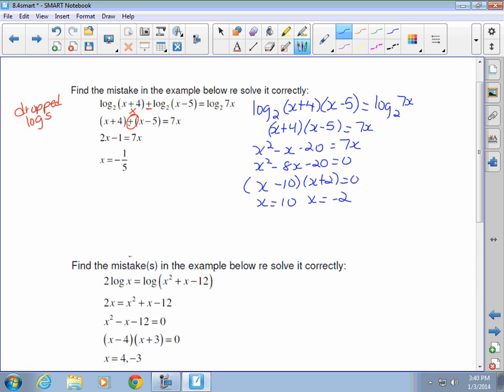So now I can check. x is equal to 10: I would have 14 and a 5 and a 70, so that one works. Negative 2 plus 4 would give me a positive 2, so that's okay, but negative 2 minus 5 would give me a negative 7. Doesn't work, so I have to throw that one out. So that is my solution. So that's how simple it is to check for these. If you end up with a negative value inside one of your logs that you're substituting into, then you can't use that value.